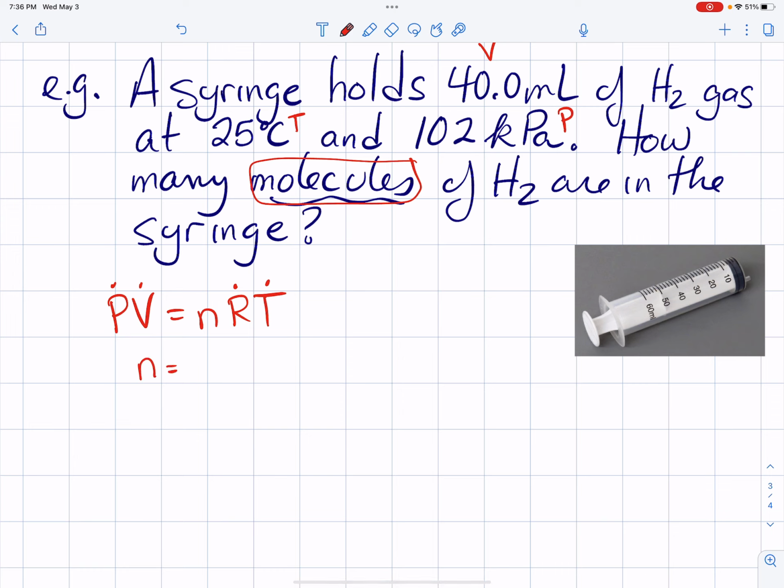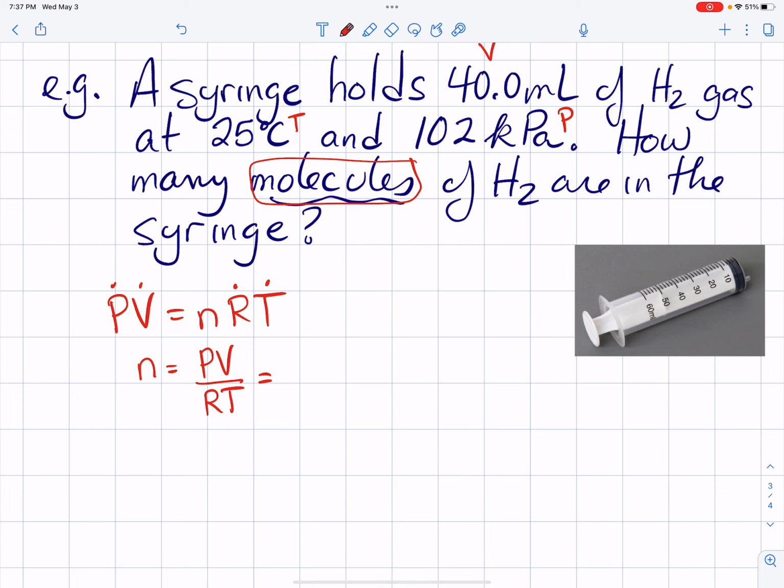Using our algebra, to get the moles by itself, we have to move the RT to the other side. The RT is multiplying our moles, so to get rid of that, I'm going to divide by RT. So P times V divided by RT. Because the RT was multiplying the moles, to get the moles by itself, we'll divide by the RT. You do the opposite of multiplying to get rid of it.